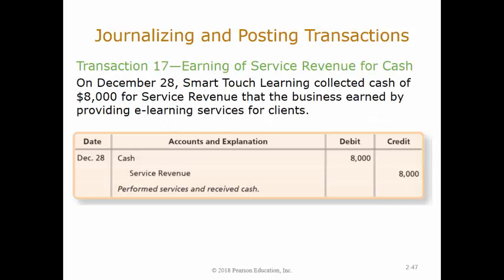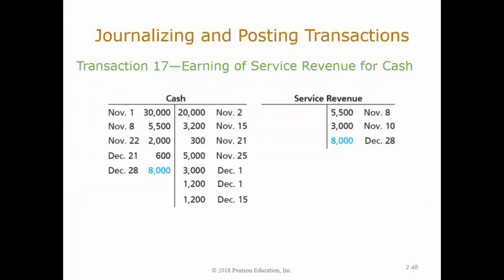In transaction 17, the company receives $8,000 cash prior to providing services. The two accounts involved are cash, an asset, and service revenue, equity. Cash increases with a debit and service revenue increases with a credit. These are the T accounts for transaction 17.